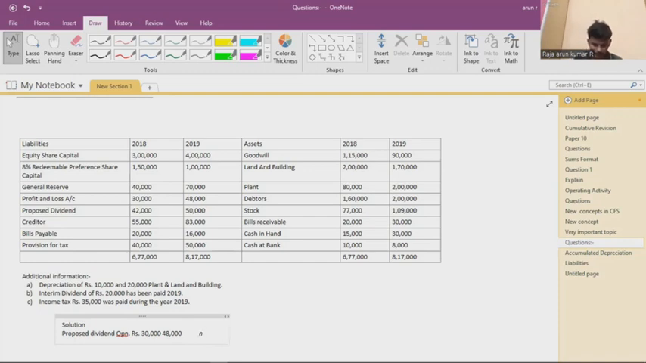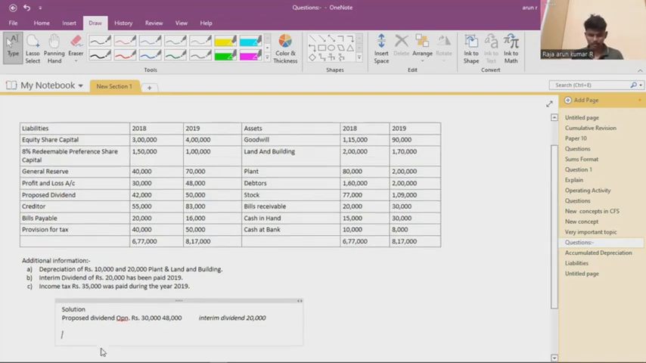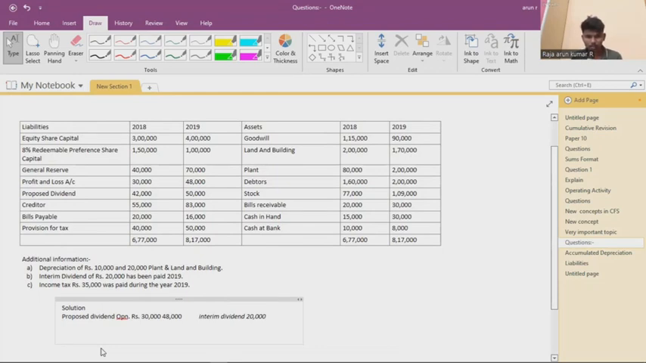Interim dividend was rupees 20,000. Okay, like that they give it in the sum, 30,000 and 48,000, and like that in the sum we do that. What they given? They given proposed dividend 2018 that will be paid off in next year.